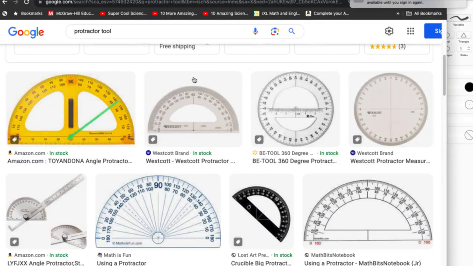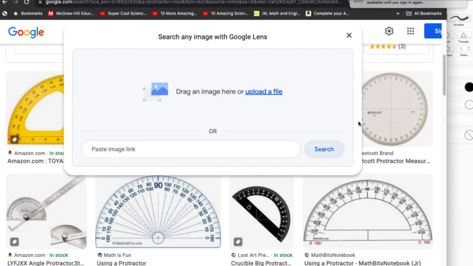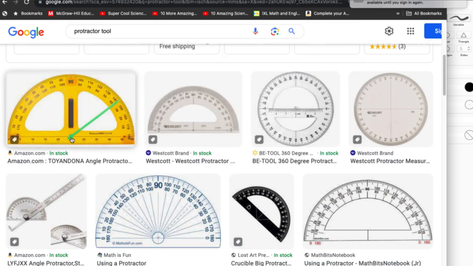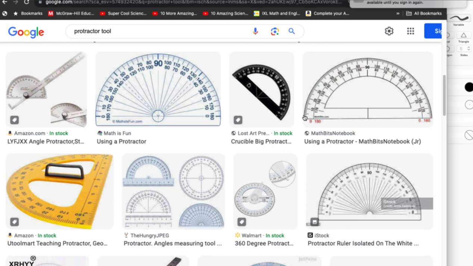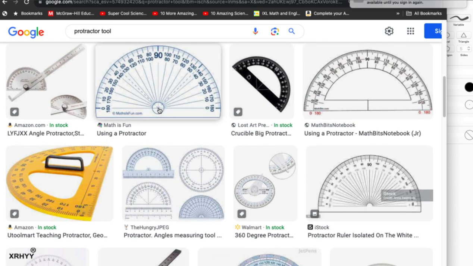I wanted to pull up some pictures of protractors so you can get an idea what I mean. Right here, we have the hole where you would place the vertex of your angle, that little corner or elbow joint in your protractor. That's the hole right there. Here, this is a double-sided one. That's the hole where you put your vertex.